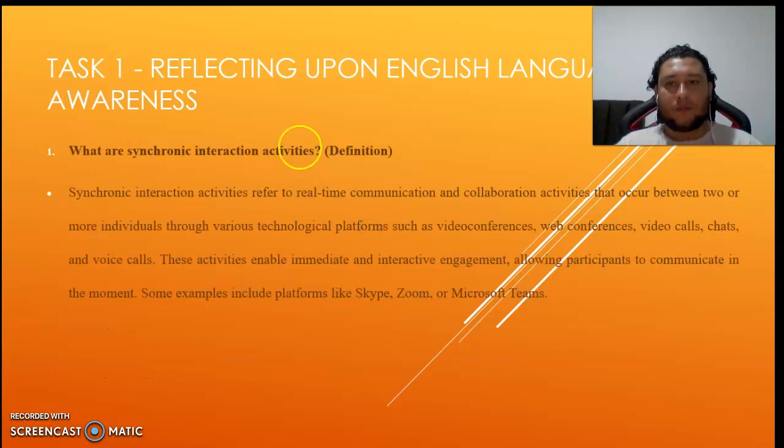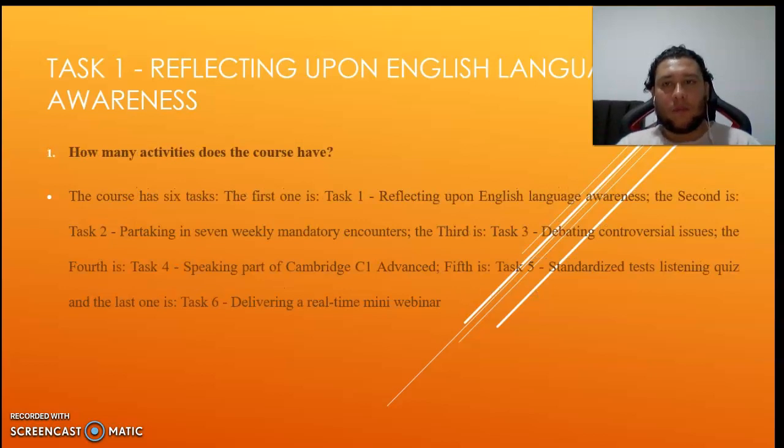this course. In this case, what are the synchronic interaction activities? The synchronic interaction are the activities referred to real-time communication and collaboration skills that occur between 2 or more individuals. In this case, through Skype, Zoom, Microsoft Teams, and all the platforms that we use in a virtual mode. The second question is, how many activities does the course have?